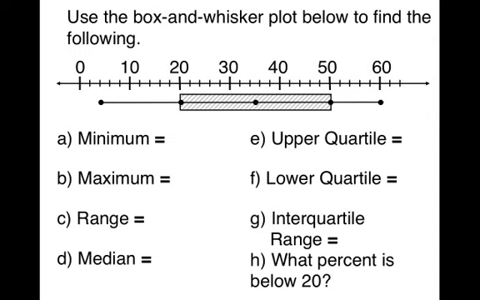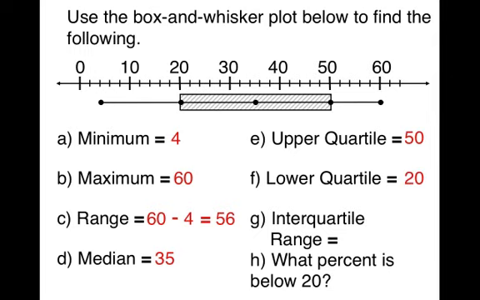Okay, so the minimum, that's our smallest number. And again, it looks like we're going by 2s here, so that should be a 4. Our maximum is right below 60. And our range is the maximum minus the minimum, so 60 minus 4 is 56. The median looks like it's right in the middle of 30 and 40, so that should be 35. Our upper quartile is 50. Our lower quartile is 20.